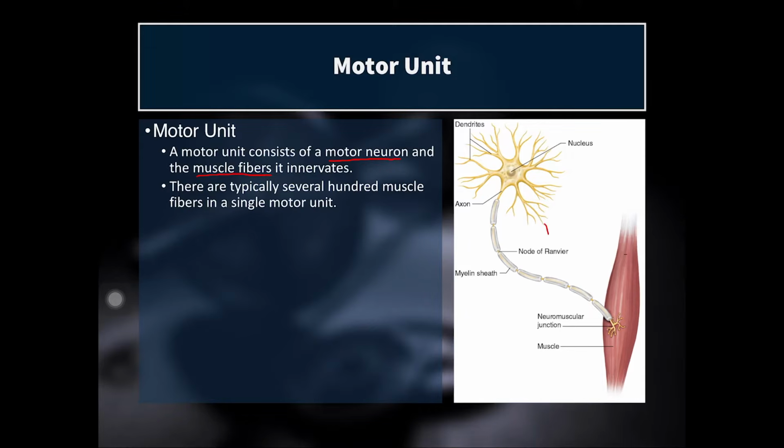Alpha motor neuron, and we can see that it is innervating multiple muscle fibers within this muscle cell. So each of these little neuromuscular junctions is representing a single fiber that this alpha motor neuron is innervating. There are typically several hundred muscle fibers in a single motor unit, but that can vary.